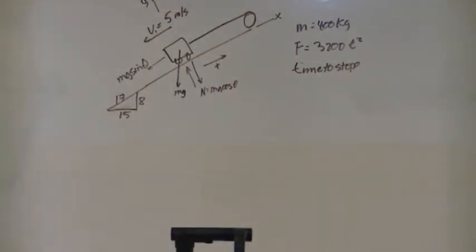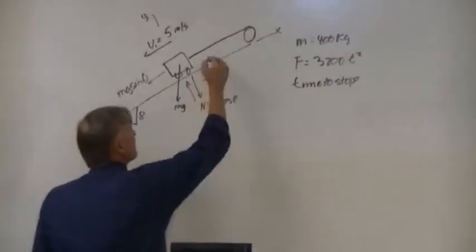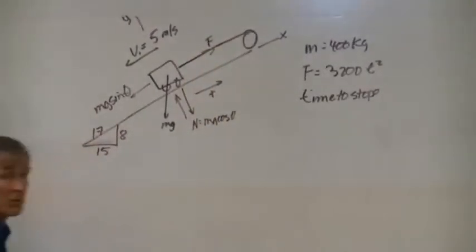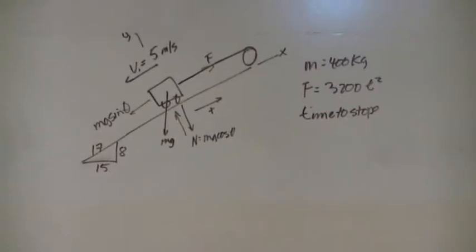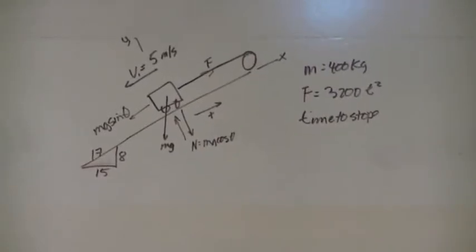Did I miss any forces on here? Well, I guess I better put the force in the motor right there. That force, so we know what we're doing. Okay, so we want to find the time that it takes to stop. So it's going backwards first. So we need to figure out what that time is.